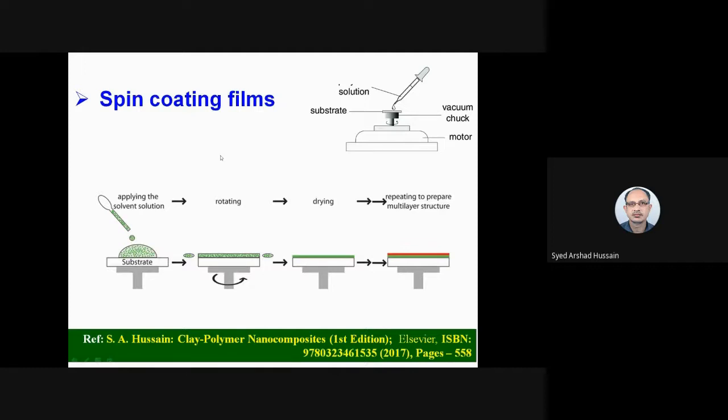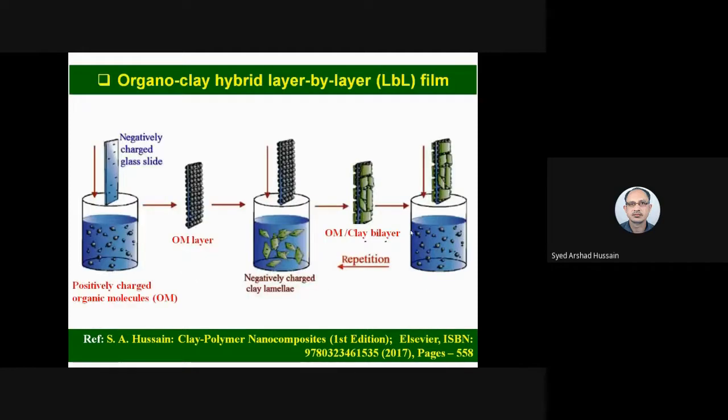Then spin coating is very common. It depends on the rotation of the substrate. So you put your dispersion or mixture here. So you rotate, and it forms something like a layer. But here control is less compared to other techniques. But you can prepare. Okay. Then sometimes we use the layer by layer technique also.